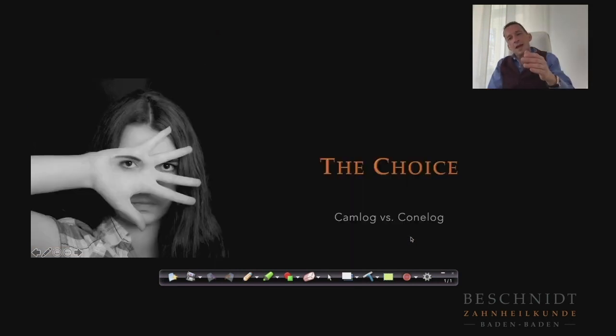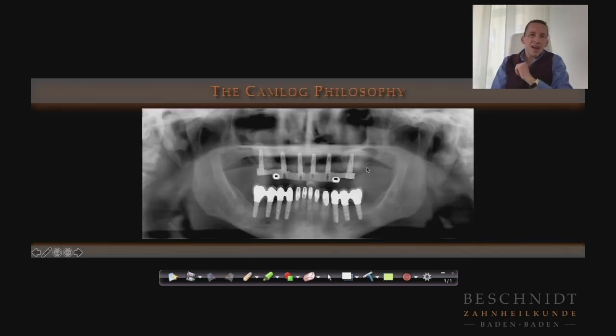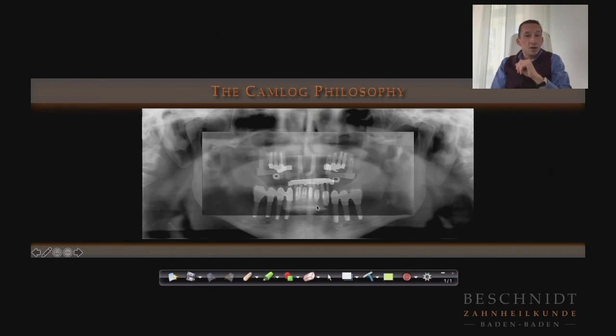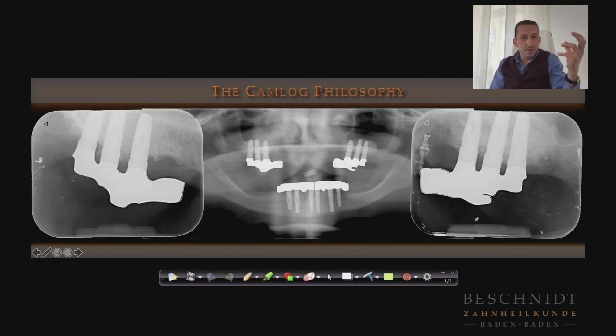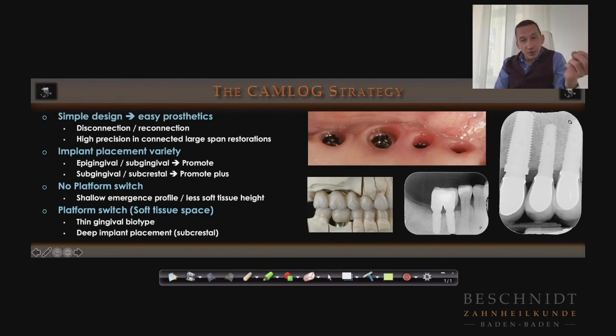I'd like to give you my kind of choice between when do you use the Camlog and when do you use the Conelog. The Camlog philosophy is like this. If you need to combine implants with a large bar like you see here, or with a bar with close standing implants, or as you see in the lower jaw, here the Camlog is easy in use for the prosthodontist. It's a simple design, easy prosthetics.